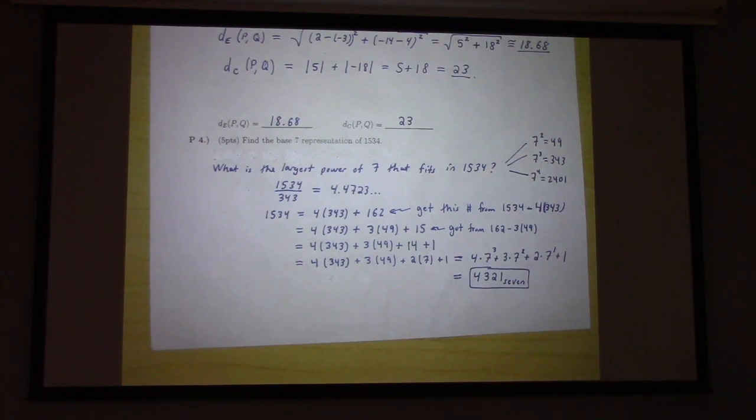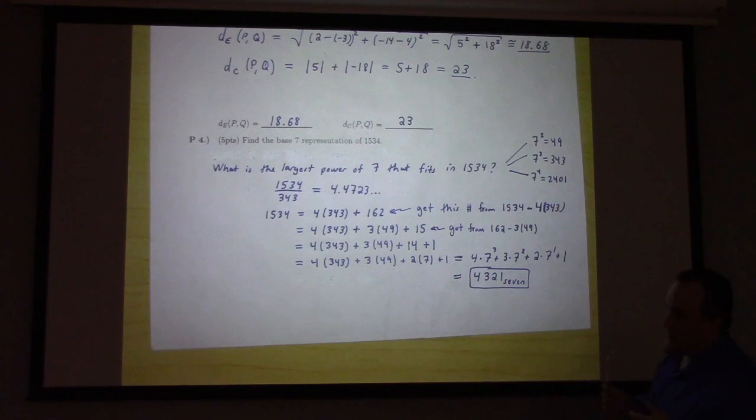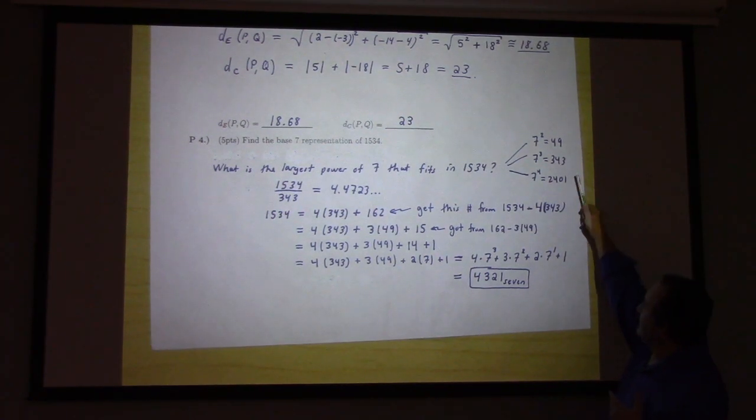Because I have 1534. So I look at 7 squared, I've got 49. Okay, I can definitely fit that in there. 7 cubed is 343. Can I fit that in there? I certainly can, right? 7 to the 4th is 2,401. Well, that is bigger than my number. So that means that the first interesting digit is happening in terms of a multiple of 7 cubed.